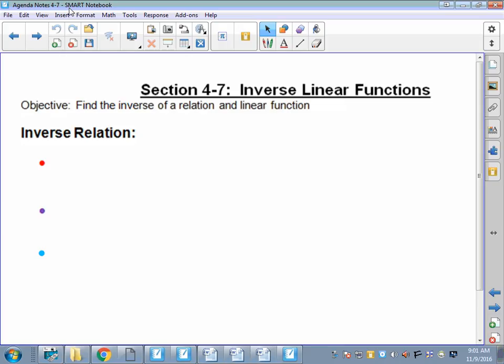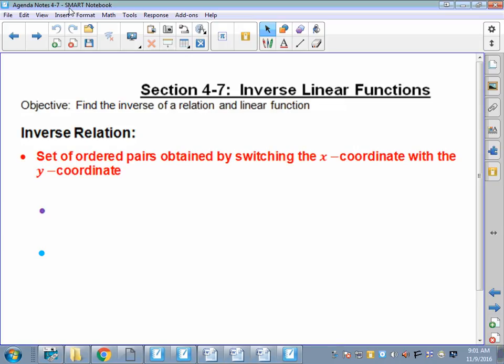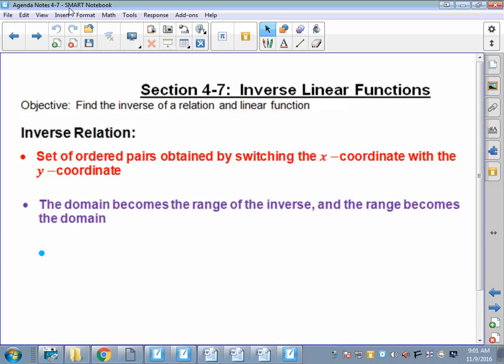So let's start off by mentioning that an inverse relation is a set of ordered pairs obtained by switching the x and the y coordinates. So it really is as simple as that. Switch the x and the y. So the x becomes the y, and the y becomes the x. We switch the domain and the range. The domain becomes the range of the inverse, and the range becomes the domain of the inverse.